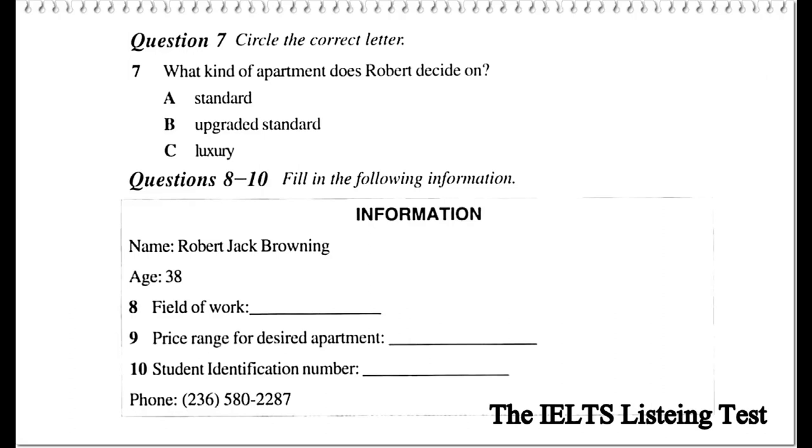What is the price range of the apartment you are looking for? Somewhere between $1,000 to $1,500. Your student identification number, please. QS45890. Could you repeat that? QS45890. Lastly, could you leave us a phone number? Okay. It's area code 236-580-2287. Thank you very much. I will give you a call as soon as possible.